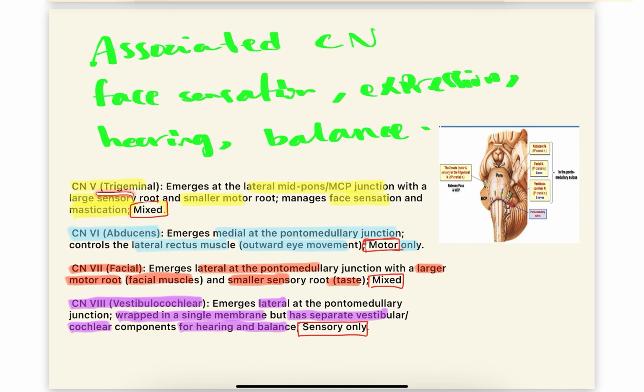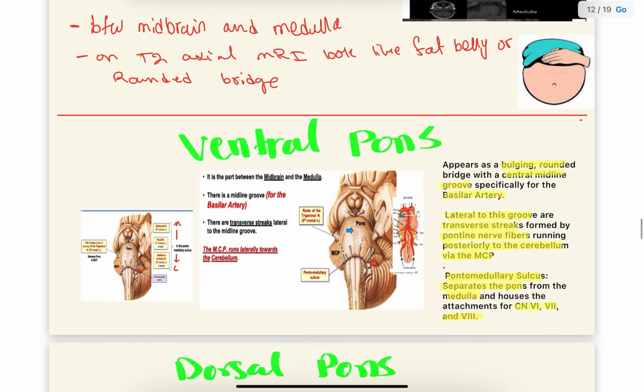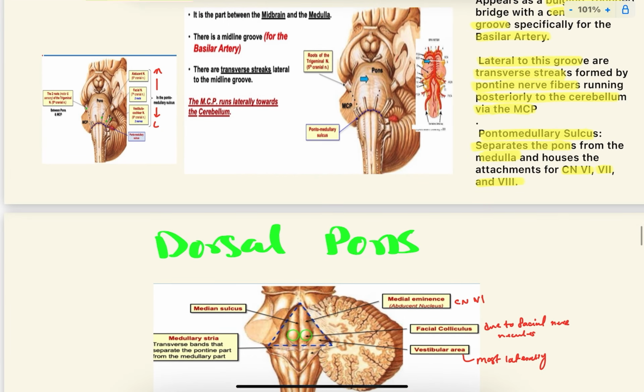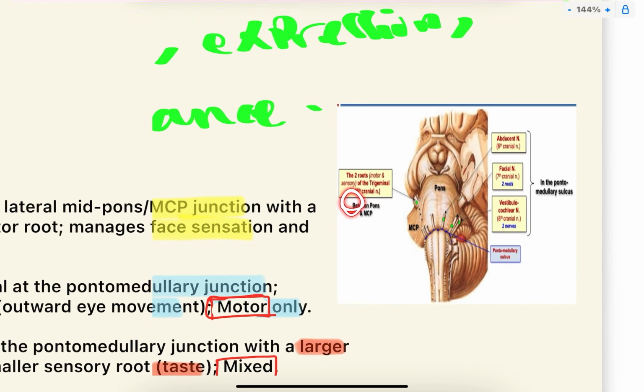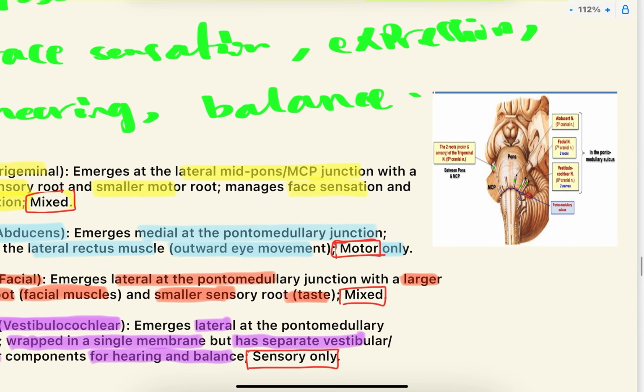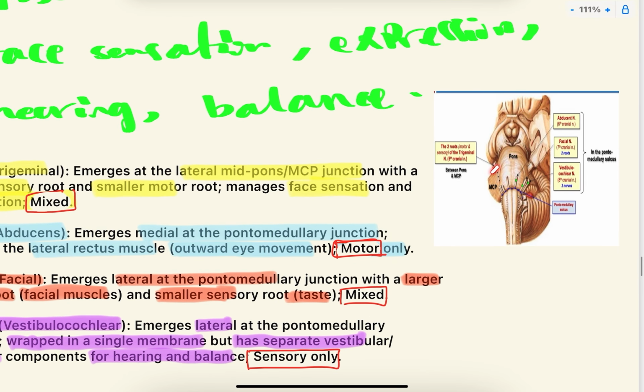So the trigeminal, where did we see it? In the lateral and the mid pons, or in the MCP junction. So we saw it in the lateral and the mid pons. Where is it? Here. Or there is a picture down. Yes, in the lateral and the mid pons in the MCP junction here.